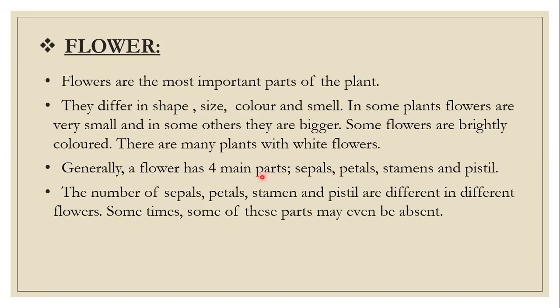Generally, a flower has four main parts. There are four main parts in a flower. They are sepals, petals, stamens and pistil. This is the new topic for you. Clearly understand. A flower has generally four main parts, but there may be many flowers without all these parts. They may have three parts or like that. But generally they have four parts. They are sepals, petals, stamens and pistil.